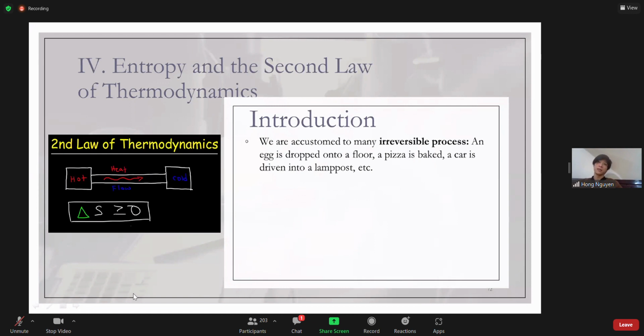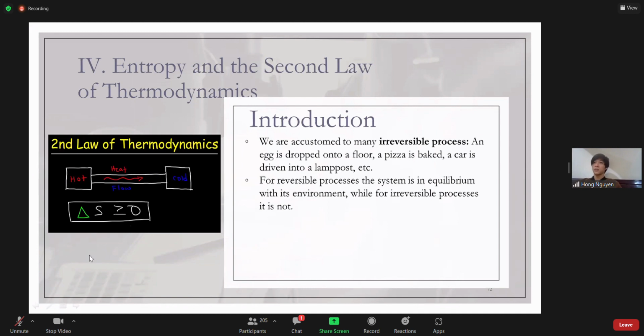A pizza is baked. So we have an uncooked pizza. Then once we cook it, we know that there's only one way. There's no way that a cooked pizza will become an uncooked pizza again, right? So we know that the irreversible has a direction. Then we understand also that these processes can go only one way, but why? For example, you have a car and it is driven into a lamppost. Then you know that the day after, you will have to put it in the garage to fix it. There's no way this accident will be resolved and your car will be fixed by itself.